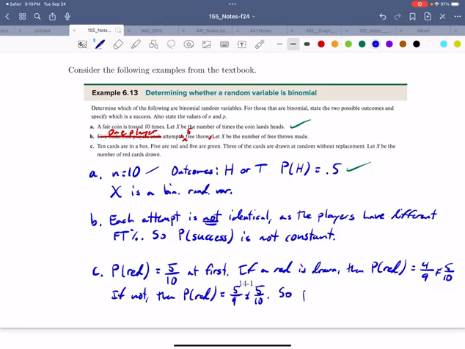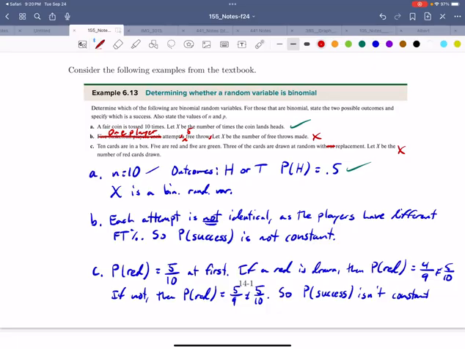So P, the probability of a success, again, isn't constant. So, no to these guys, right? Again, if we had done this, we would have been okay, but we didn't, okay? Now, there is an exception to this rule. There is an exception.